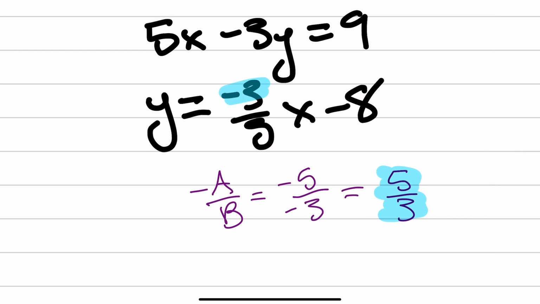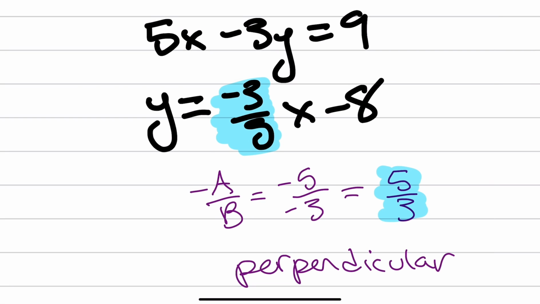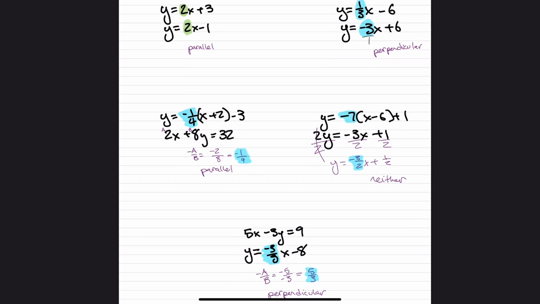Oh, and here's our slope for this one. Let's see. We have the same numbers, and we have an opposite sign. These are flipped, so this looks like an opposite reciprocal to me. So that means these are going to be perpendicular. Cool. All right. That's going to be it for that one.